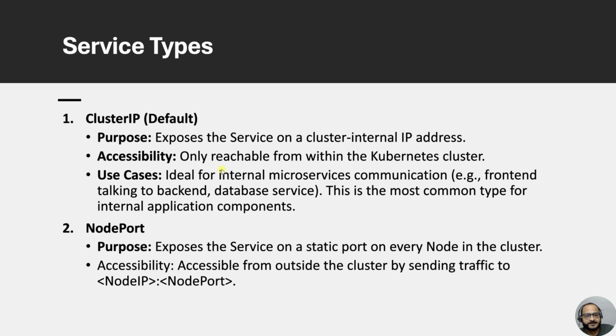The purpose of the ClusterIP Service is to expose the Service on a cluster-internal IP address, so the pods can communicate with each other. Accessibility: only reachable from within the Kubernetes cluster. So if we are using the Service type ClusterIP, we cannot access our application outside the Kubernetes cluster. This is ideal for internal microservice communication, like when a frontend needs to talk to a backend or database. In that case we can use ClusterIP Services.